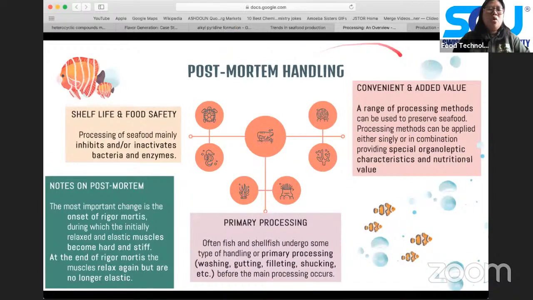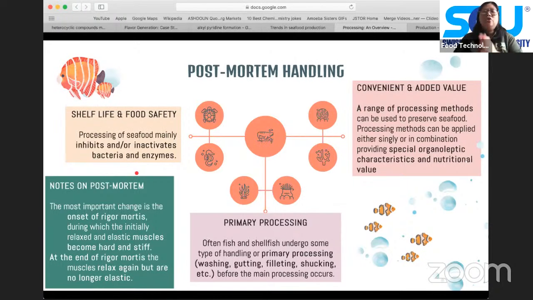Now in post-mortem handling, there are several objectives. One is, of course, shelf life and food safety, the basic and the most important, because the processing of seafood is inhibiting or inactivating the bacteria and enzymes. This is very important in the shelf life and in the food safety.